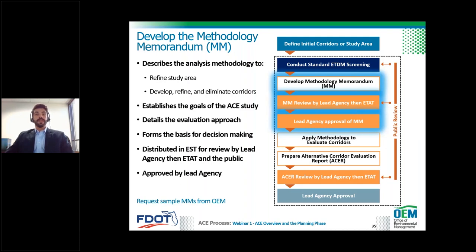So the ACE study is essentially used to evaluate the purpose and need, potential environmental impacts, engineering factors such as construction costs and utility impacts, and public and stakeholder input. The methodology memorandum must detail the criteria to eliminate corridors and what decisions are to be made, such as new corridors. Once the methodology memorandum is prepared, it's provided to the lead agency for their first review. Subsequently, it is uploaded to the ETDM environmental screening tool for input from the ETAT and the public. And once all comments have been resolved, the methodology memorandum is ready for approval by the lead agency.